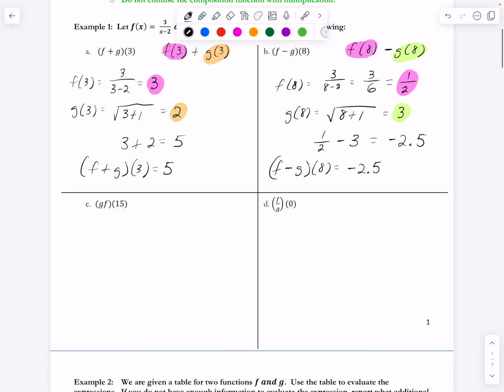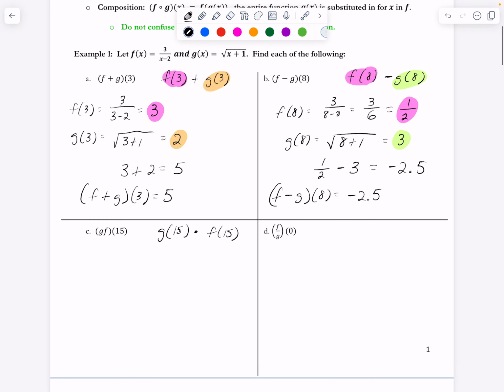Now this one, you'll notice there's no operation symbol between g and f. So if that happens, this is multiplication. So it's g of 15 times f of 15. That's what we're doing here. So I'll do g of 15 first, which is going to be the square root of 15 plus 1. The square root of 15 plus 1, well, that's the square root of 16, which is 4.